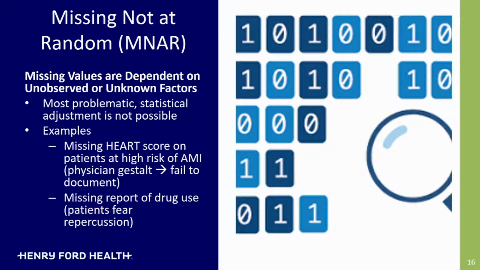And the last is missing not at random, and these are tough because often you don't have factors available to you that can explain why that data is missing. One example might be patients aren't reporting drug use patterns because they fear repercussion, but you have no data within your data set that would even hint to that. So sometimes with missing not at random, you just have to put on your thinking cap and think, could there be a bias introduced based on how I collected the data?